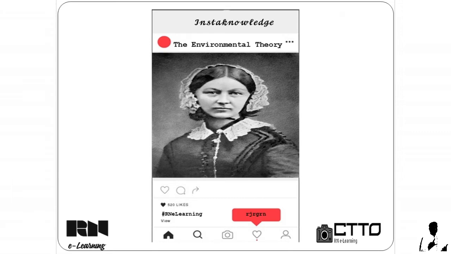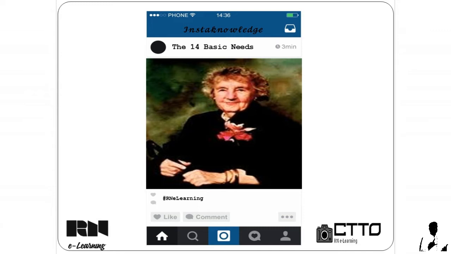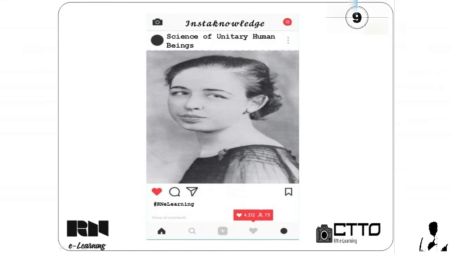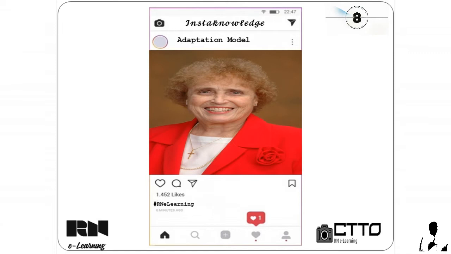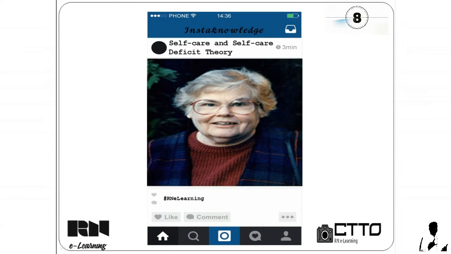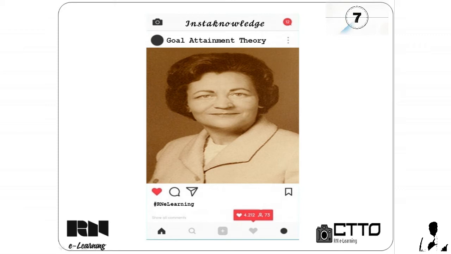1. The environmental theory. The 14 basic needs. 3. Science of unitary human beings. 4. Adaptation model. 5. Self-care and self-care deficit theory. 6. Goal attainment theory. 7. Healthcare systems model.